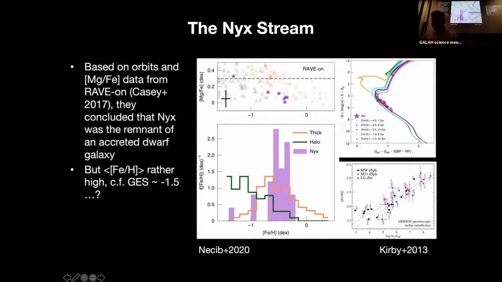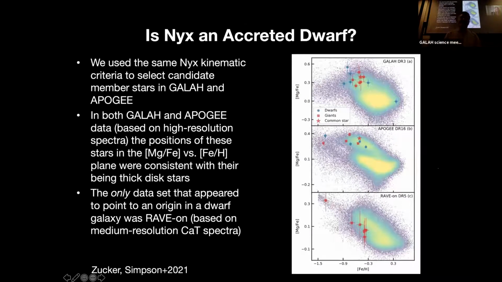So we took a look at it using GALAH and APOGEE data. Sorry, there's a lag. We used the same kinematic criteria to select candidates in GALAH and APOGEE. And in both the GALAH and APOGEE data, which are based on high resolution spectra, the positions of these stars in the Mg/Fe versus Fe/H plane were consistent with thick disk stars, as you see up here. The only data set that seems to indicate that these stars are low alpha/Fe was the Ramos data based on medium resolution calcium triplet data.